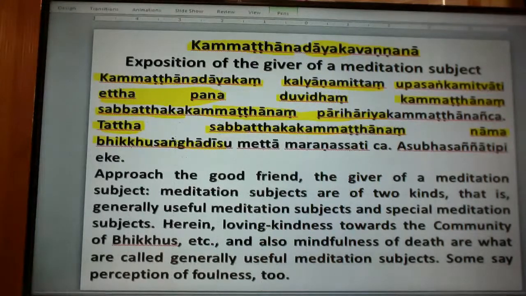Because many men live together in one place and practice meditation, they make each other loving kind of meditation, so they are comfortable with each other. And etcetera means the other lay people in the village and in the country. So it increases like this. Here, community of monks, etcetera. Metta is loving kindness meditation. So loving kindness meditation is Sabbatthaka Kammatthana.